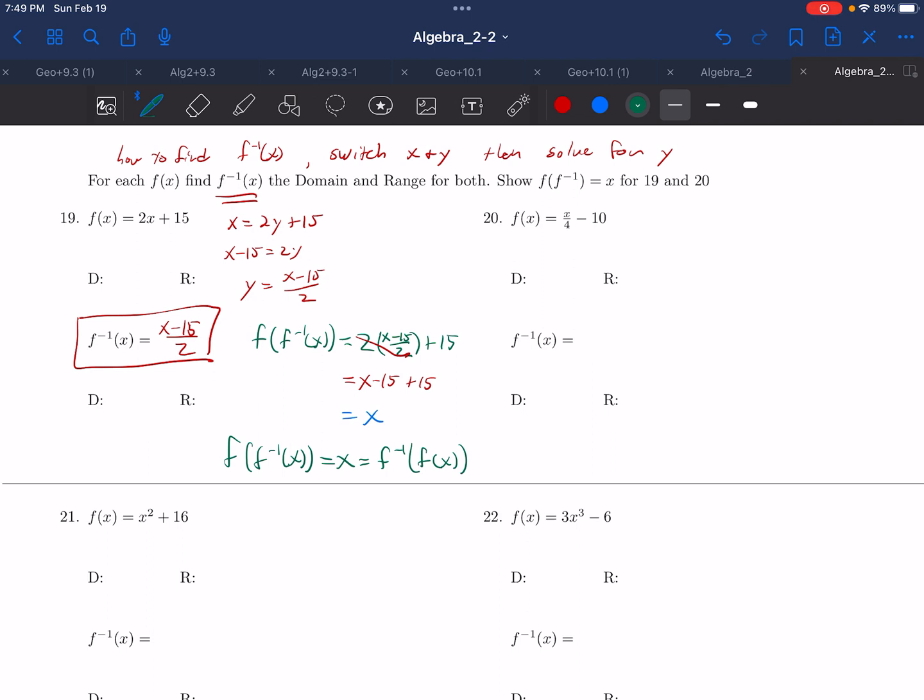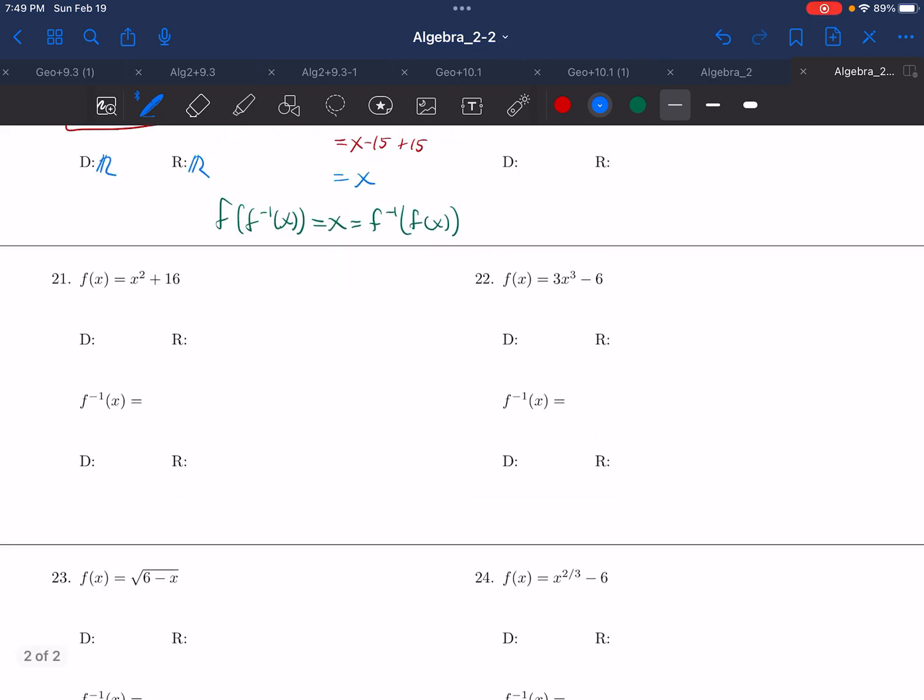All right, let's find the domain and range here. In this case, the domain and range is really boring because these are both linear functions, and so I can plug anything in and I can get anything out. There you go. Let's do something that has a little bit more interest in it.